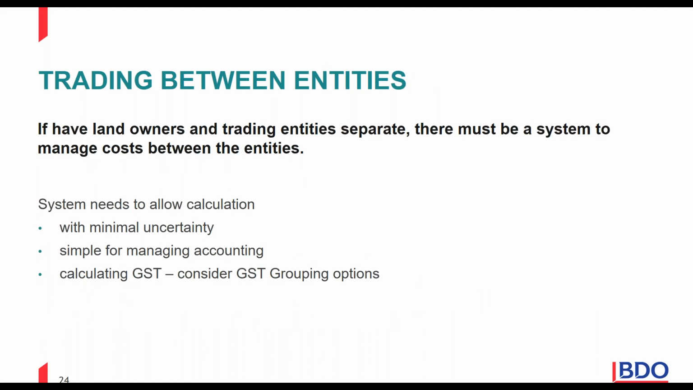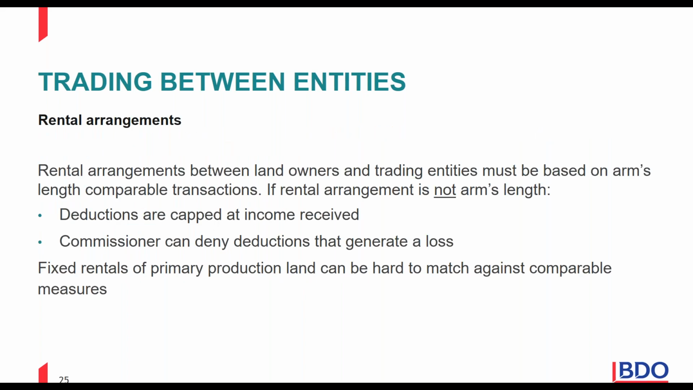So with regard to the share farming, we have here trading between entities, share farming, leasing, land ownership in a separate entity operating business. Our recommendation is that there's a system to manage the costs between those entities. GST grouping is relevant. Rental arrangements, we always recommend that consideration be given to arm's length transactions. And this is in a situation where you would see a landowner having a passive income stream under a rental arrangement where the operating business is constructed in some other structure. So whether that be a company, another trust, a partnership, or something else.